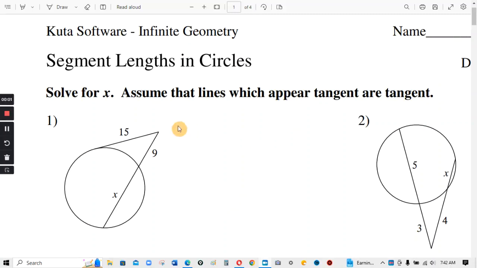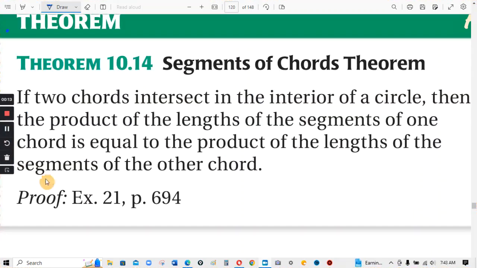This will be for the Kuta Software worksheet, segment lengths in circles. In the first section, they want us to solve for x and assume that lines which appear tangent are tangent. So we'll be going over three theorems.